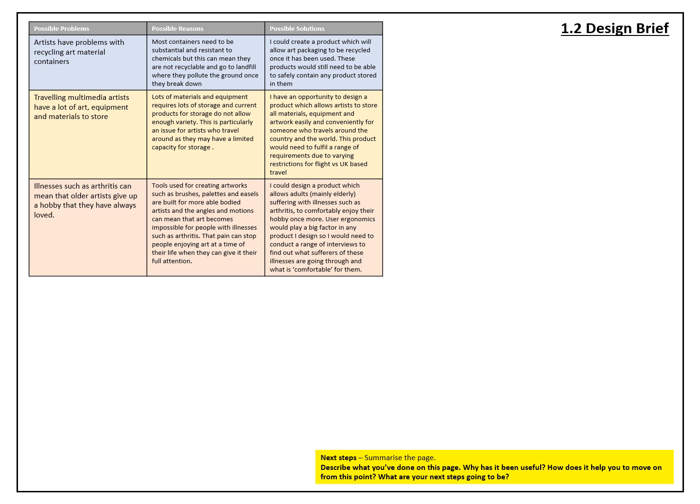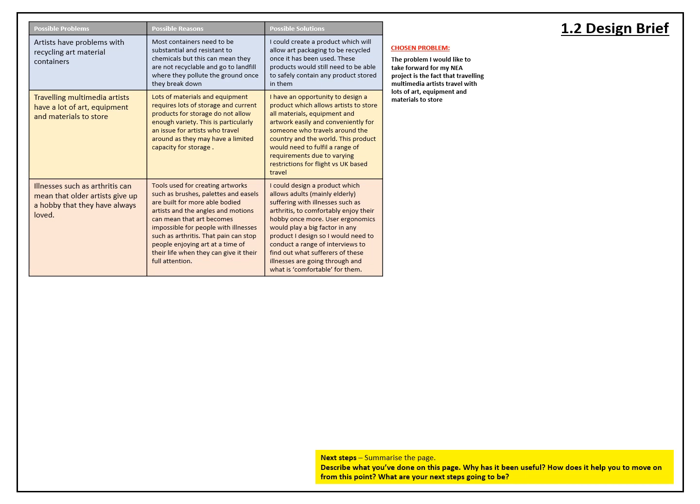It's something like this: I have an opportunity to design a product which allows artists to store all materials, equipment and artwork easily and conveniently for someone who travels around the country and the world. This product would need to fulfill a range of requirements due to varying restrictions for flight versus UK-based travel. So I've given a potential solution, I've talked about how I might solve it, but at no point have I said what it looks like.